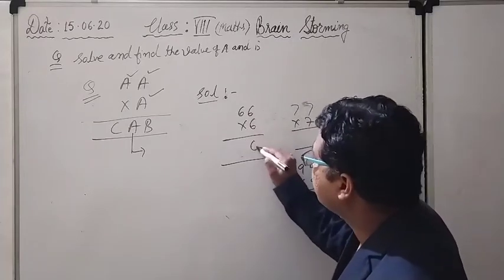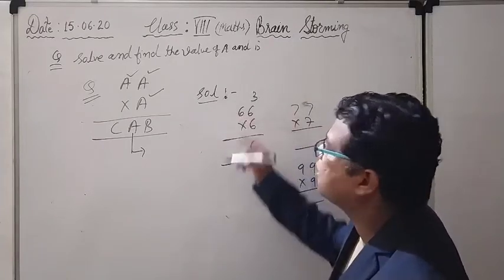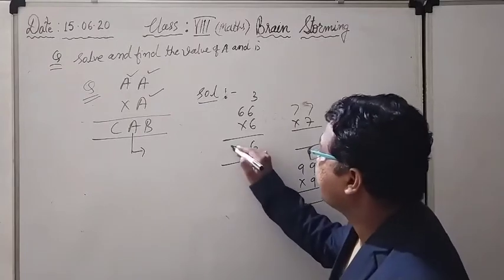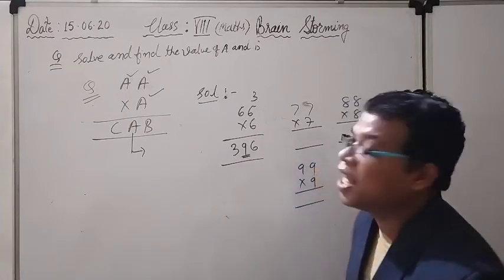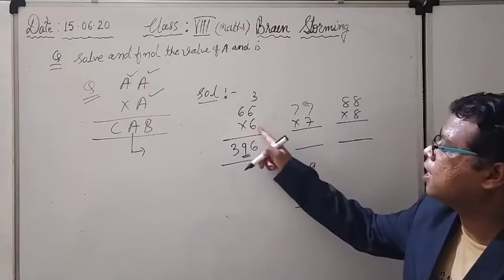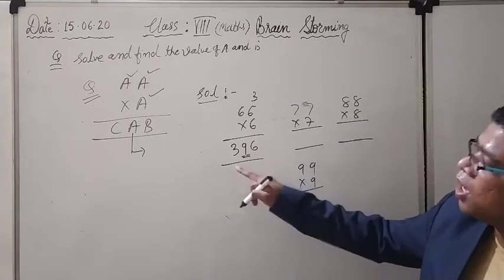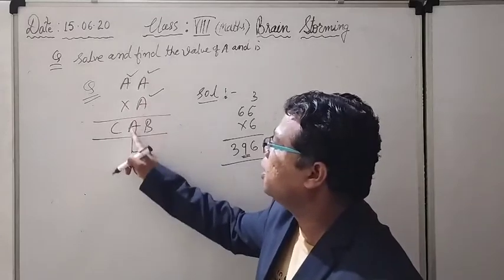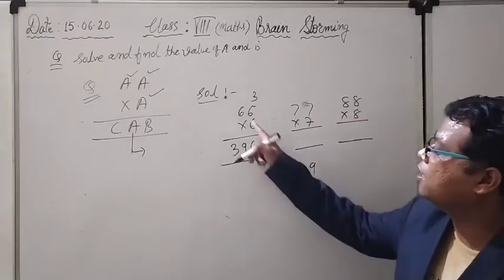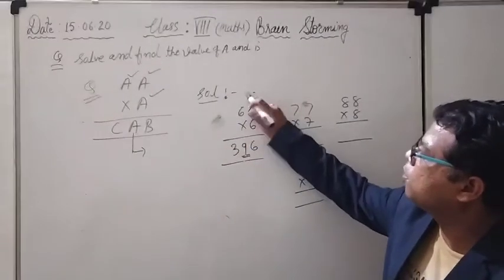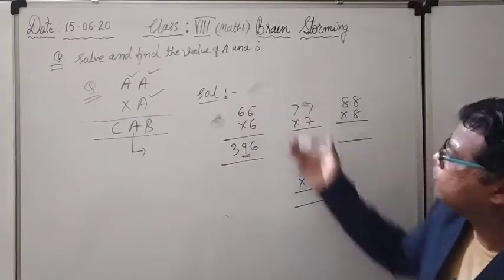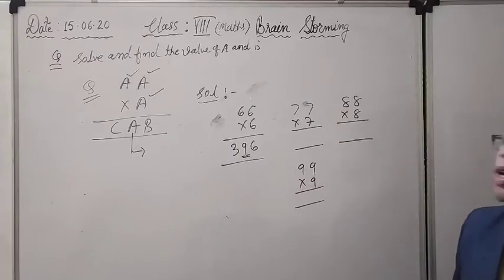6 6s are 36, carry 3. Again 6 6s are 36 plus 3, 39. So here 666, but the middle digit is 9. What I want is that the middle digit should also be A, but here it is a different digit, so it is not my solution. This is going to be wrong, no problem. Again I am not getting the solution, so try the next.